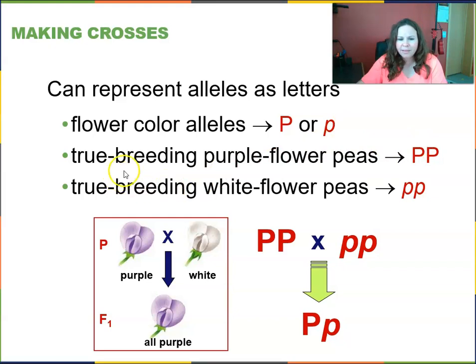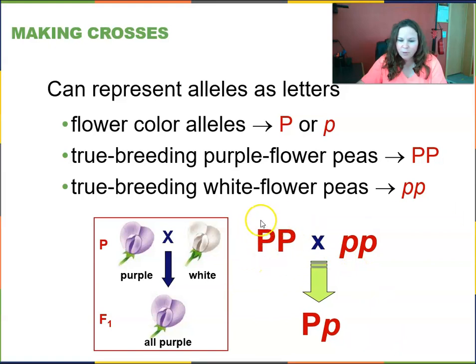So then put that together. For our parent generation, we knew that they were true breeding for their purple flower color. So their genotype would have been big P, big P. For the parental white flowers, we knew they were true breeding, and so they would get lowercase p, lowercase p. So put that together, and we can do little problems like this.